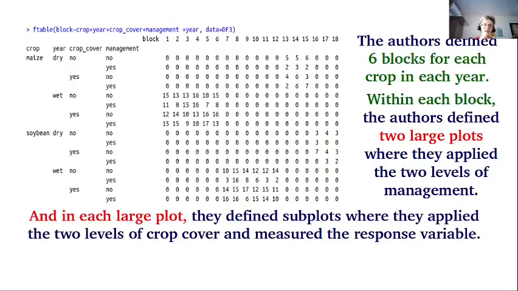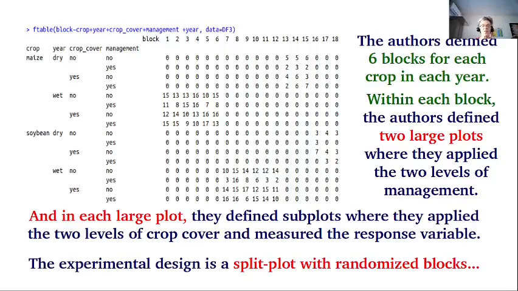And in each large plot, they defined smaller subplots where they applied the 2 levels of crop cover and measured the response variable. These are the actual experimental units of the experiment. So the experimental design is a split plot with randomized blocks.